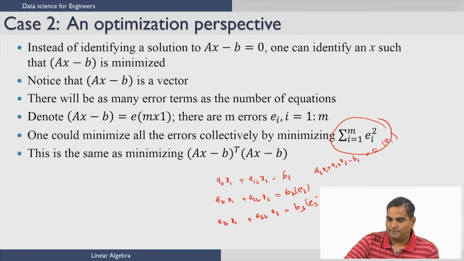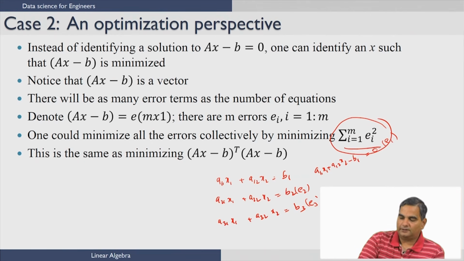You could also minimize, instead of E i squared, modulus E1 plus mod E2 plus mod E3, because mod is always positive. That is also possible, but in general we are going to talk about the least squares solution, where we minimize this sum of squares of errors.